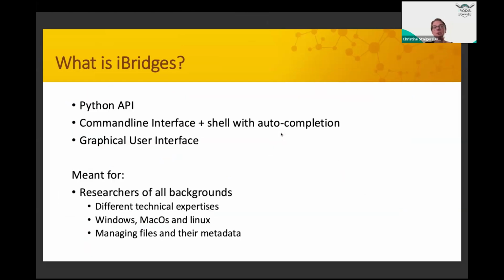So iBridges evolved a little bit. We've separated the part of the API from the graphical user interface. So there is right now an iBridges Python API, which is targeting researchers who do programming. We have a command line interface, and the greatest is we have also a shell with auto-completion. And we have, again, the graphical user interface. And we are still targeting researchers of all backgrounds. So we really try to account also for researchers who do not have such big technical expertise, not only the ones who do programming and scientific programming.